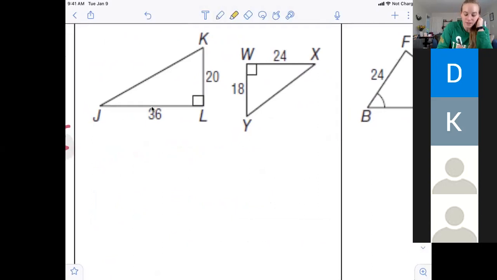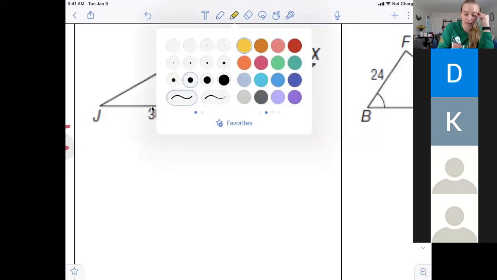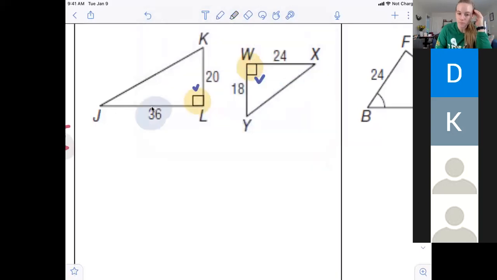I see here that I've got this angle and this angle. They're both 90. They're both congruent, easy. Okay, we got one angle down, but now we got to do the sides and see if they're proportional. Which side goes with 36? I'm going to write 36 over what? What's that corresponding side? 24. 24, very good. Thank you, 24.